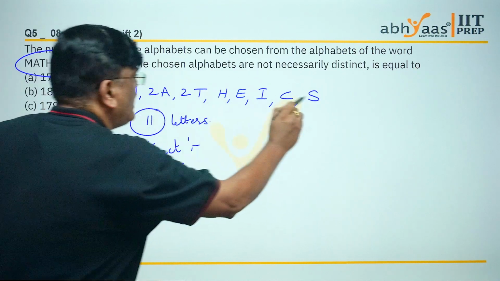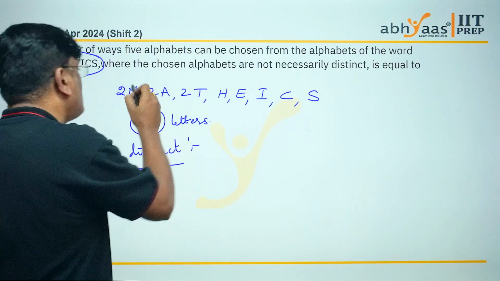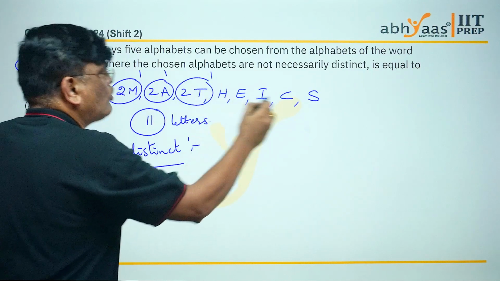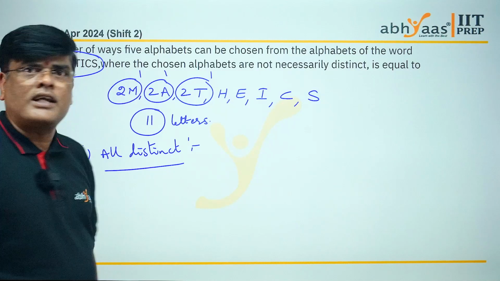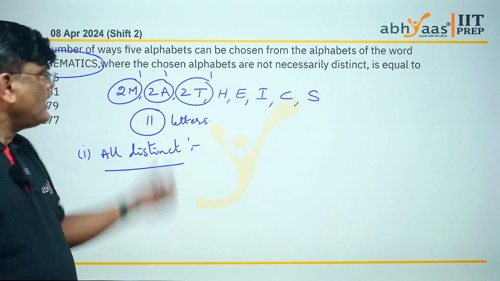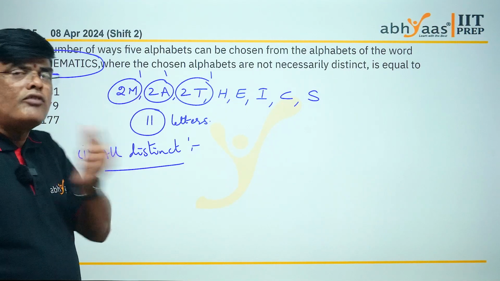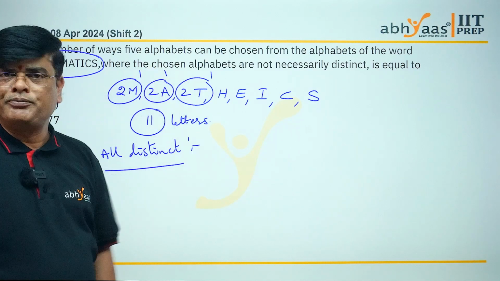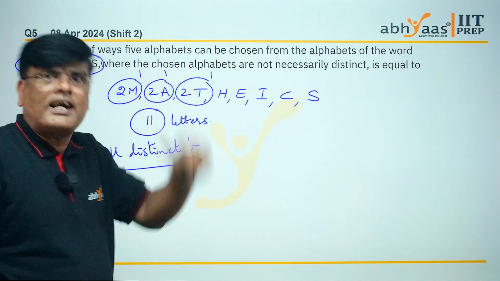So that means totally how many distinct letters are there? If I treat it as one, it has one, it has one. So total 5 plus 3, 8 letters are there. Okay, so what is the meaning of this, beta? Instead of 2 M's, I am taking only 1 M, 1 A and 1 T. So totally 8 letters are there.